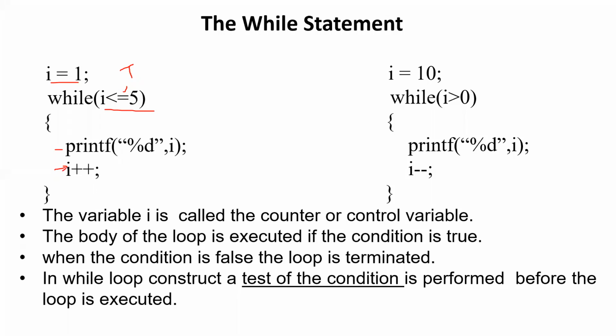Updating means incrementing or decrementing the value of I. Here it is incrementing the value of the control variable. Here it is decrementing the value of the control variable. So in this it will be printing the values from 1 to 5. If we are starting from 0, it will be printing from 0. Okay. So here in this example, we initialize the control variable.